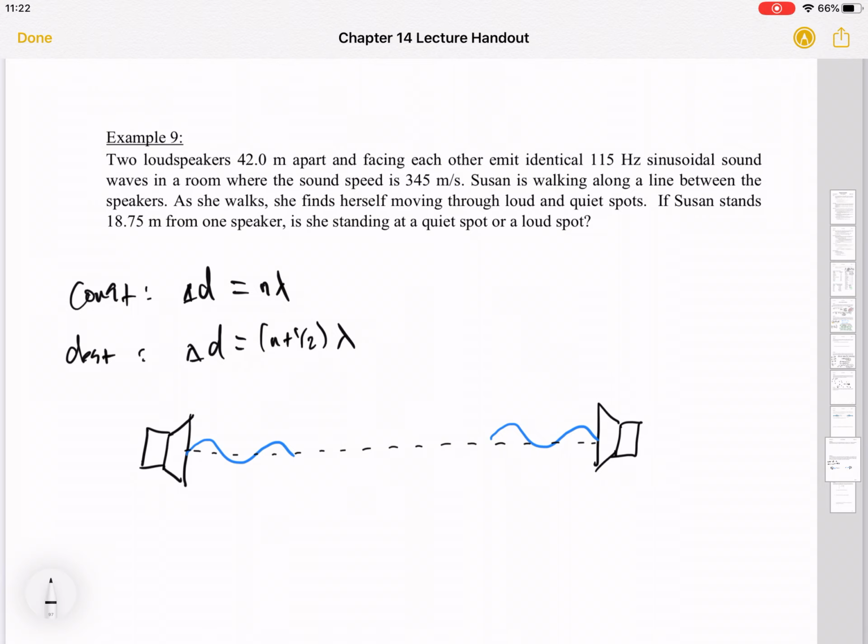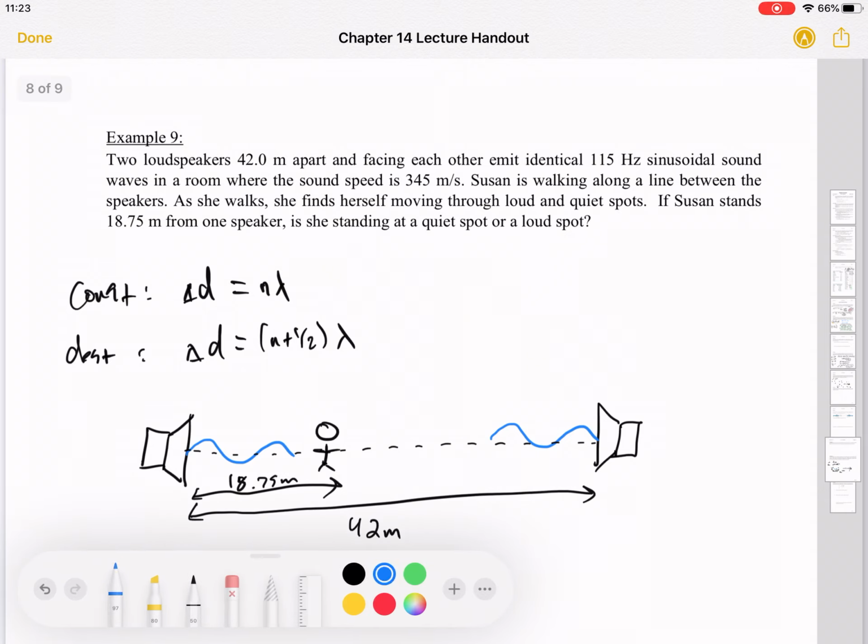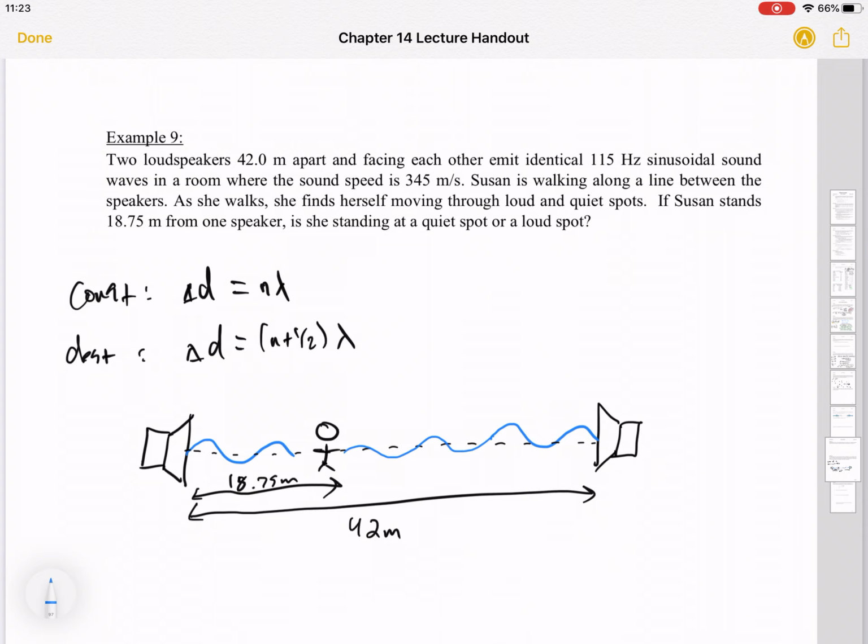So at one point, she's standing 18.75 meters from one speaker. So the full distance is what, 42 meters? And at some point, she's standing like here, which is 18.75 meters. So this is continuing to emit. So the question is, what does she hear? Is it loud? Is it quiet? Is it somewhere in between? It doesn't have to be constructive or destructive. It's just more interesting when it's one of those for us mathematically.